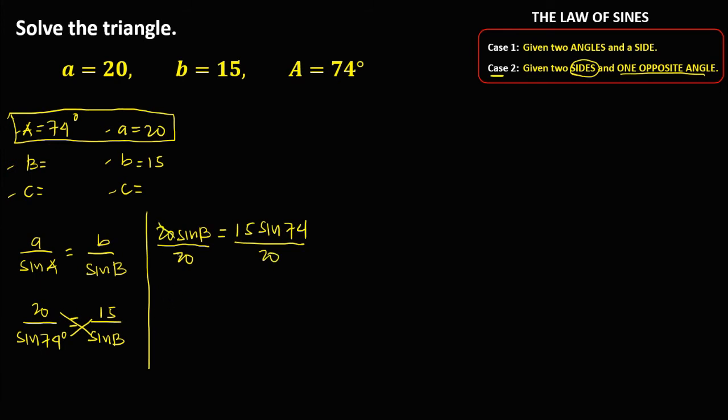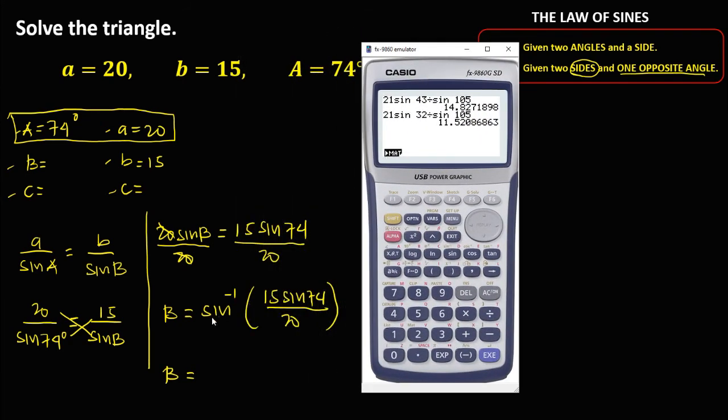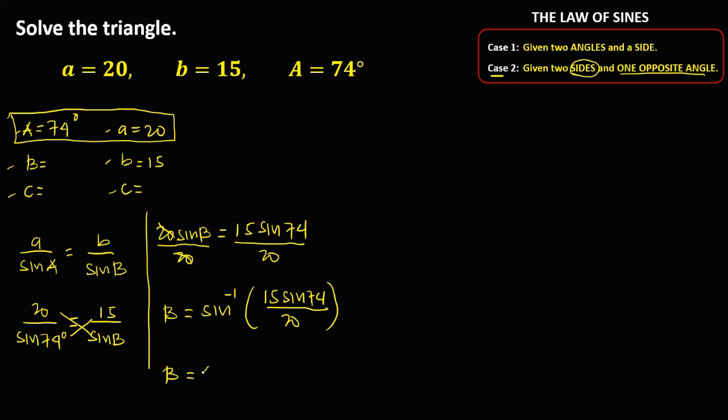So to solve now for angle B, angle B is equal to inverse sine of 15 sine 74 over 20. So B now, using the calculator, we have inverse sine, so that's shift, then sine, open parenthesis, 15, then sine 74, divide by 20, close parenthesis. So this is now for angle B, that's 46.13. So angle B is 46.13 degrees.